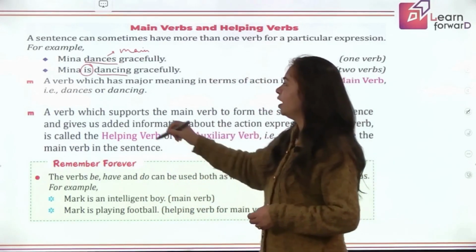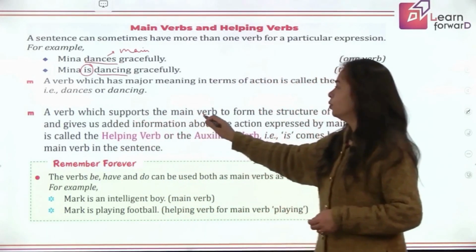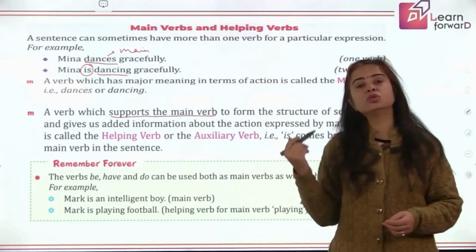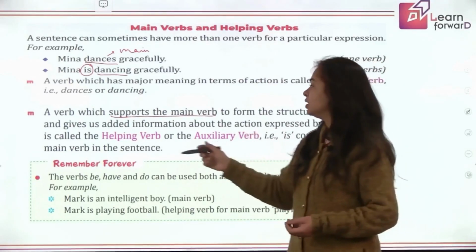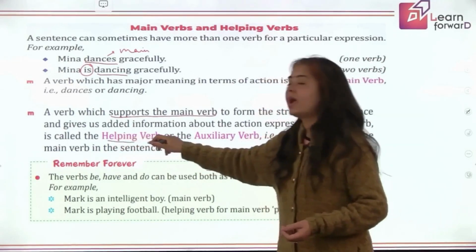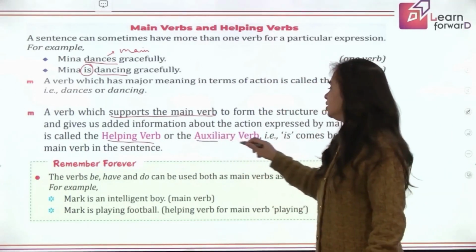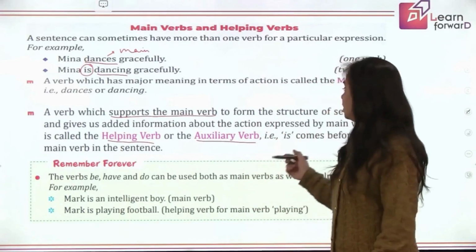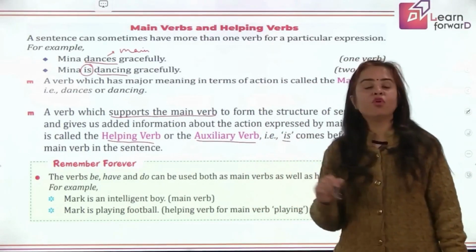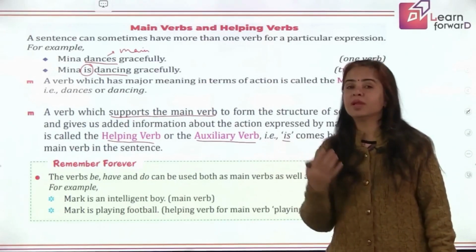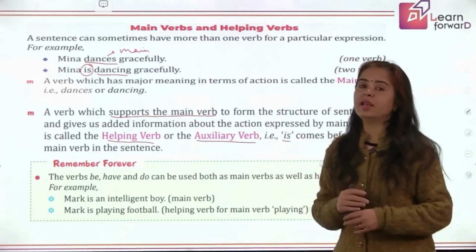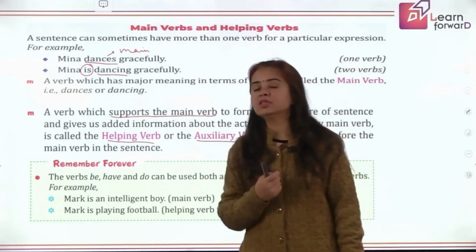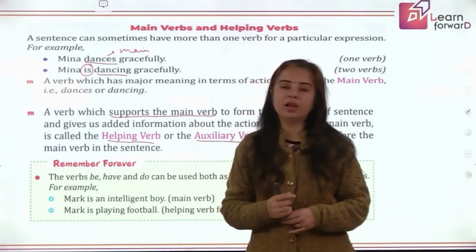Let's go ahead now. A verb which supports the main verb to form the structure of the sentence, to tell the tense of the sentence, that is called the helping verb, and we also call it the auxiliary verb. Both names are there. The helping verb is also called the auxiliary verb, and is, are, am, was, were, these are helping words. Sometimes has, have, had. They also help in telling the tense of the sentence, in completing the structure of the sentence. So they are all helping verbs.